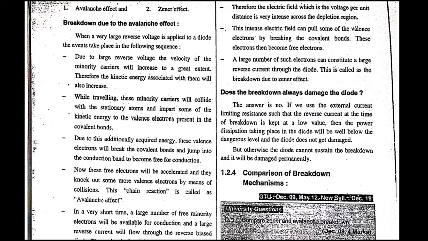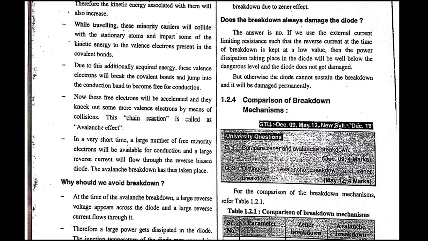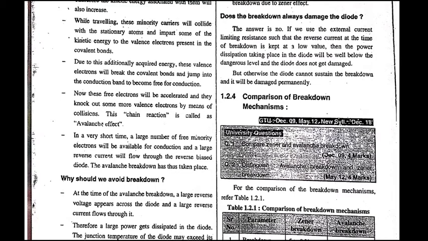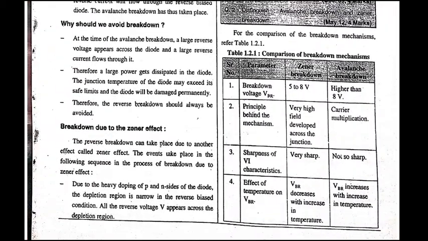So now these quite high velocity electrons will collide with the electrons in the valence shell of a stationary atom. Now this electron will come out, they will collide with others, and similarly we have a feasible amount of electrons out there, resulting in the current. This is the avalanche effect.